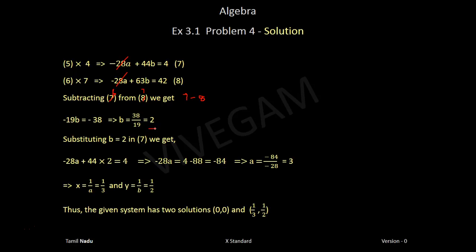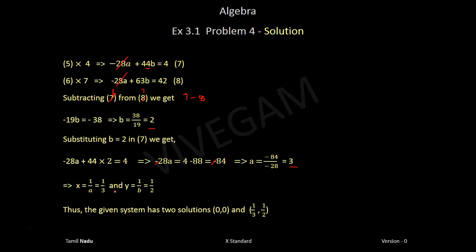Now substitute b equal to 2 in which equation? We'll go for this equation because this has got the smaller coefficient of b, right? So minus 28a plus 44b, that is 44 into 2, equal to 4. So this is 88 and this is 4. So minus 28a will be equal to 4 minus 88. That's what I've done here. 4 minus 88 is minus 84. Again, minus sign will cancel, since both sides have the minus sign. 28a equal to 84, or a will be equal to minus 84 by minus 28. So 28 will go 3 times in 84, so a equal to 3.